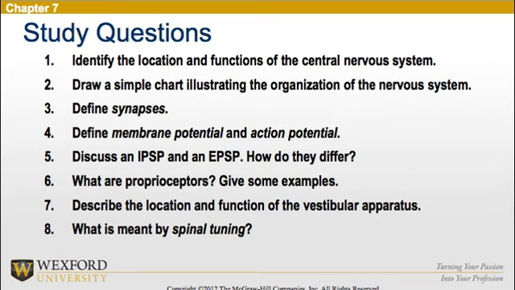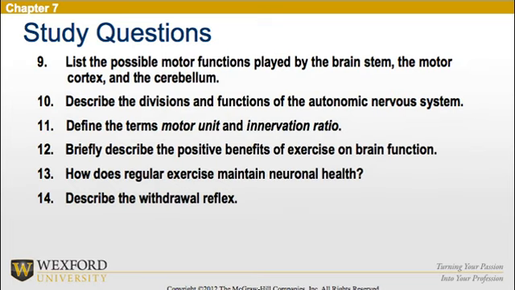7. Describe the location and the function of the vestibular apparatus. 8. What is meant by spinal tuning? 9. List the possible motor functions played by the brainstem, the motor cortex, and the cerebellum. 10. Describe the divisions and functions of the autonomic nervous system. 11. Define the term motor unit and innervation ratio. 12. Briefly describe the positive benefits of exercise on brain function. 13. How does regular exercise maintain neuronal health? And 14. Describe the withdrawal reflex.